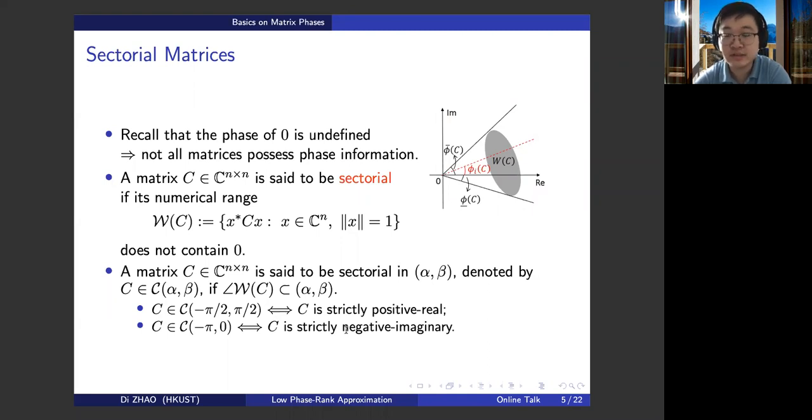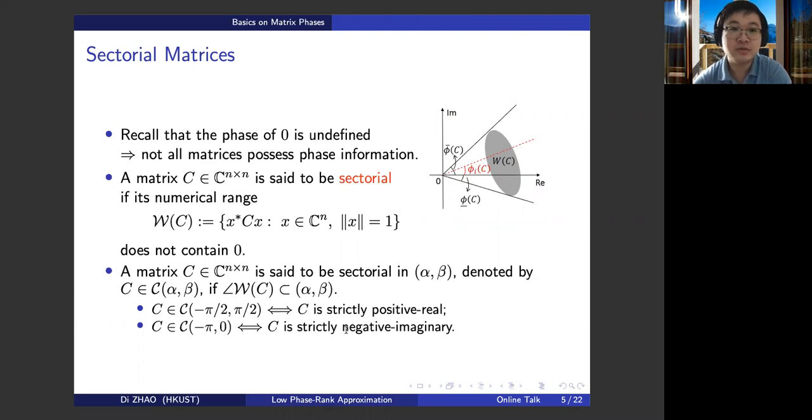And this kind of system has been widely used in formulating control problems, like in mechanical systems and passivity theory and all this stuff. So we see that these sectorial matrices are not completely new. It's just a little bit of generalization of those well understood notions of passivity, positive real, and negative imaginary.